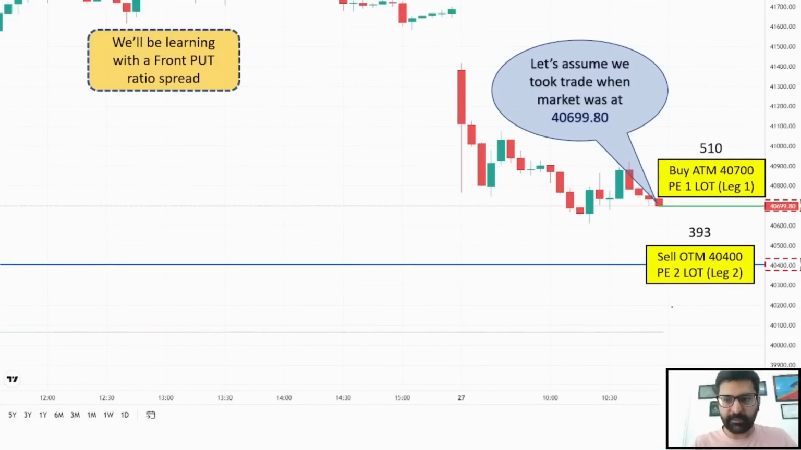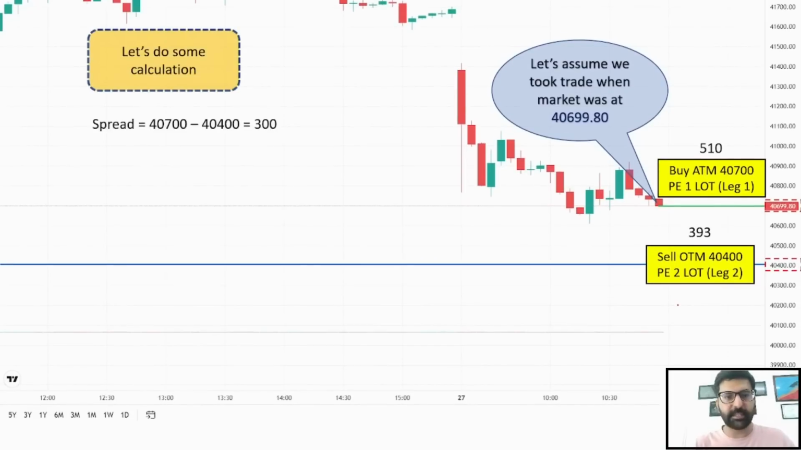Now let's look at a few calculations, so the spread is clear. So this is a 300-point spread, and the net credit that we are receiving here, as we did the calculation in the last slide, the same formula is used here. So this is the net debit, the debit that we are incurring due to buying of the ATM leg, and this is the credit that we get by selling 2 OTM legs. So net credit is 276.